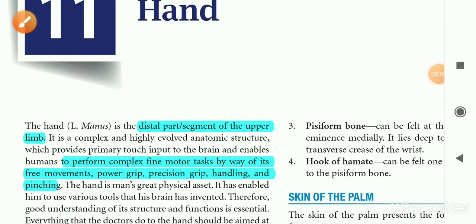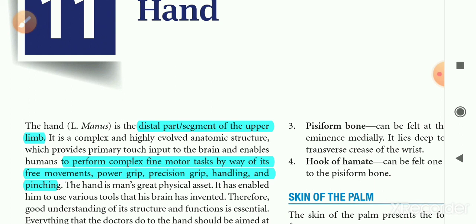Today we will discuss the hand. The hand has two surfaces. One is the anterior surface or palmar surface, and another one is the posterior surface or dorsal surface. So today we will discuss the palmar surface of the hand, or you can say the front of the hand.